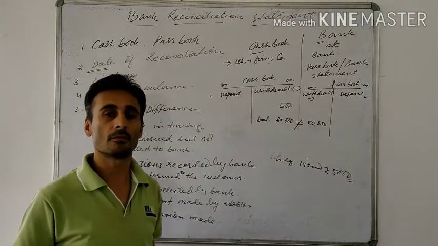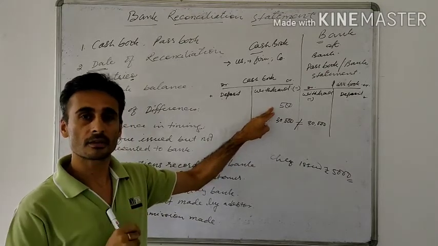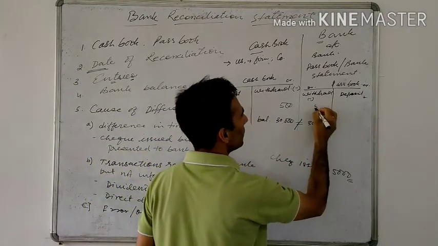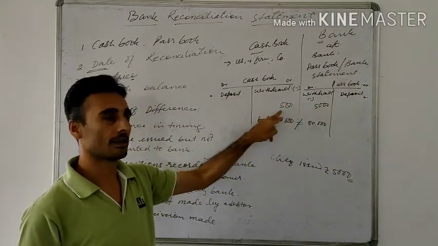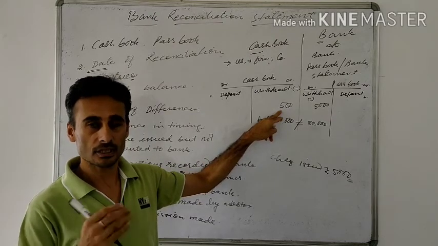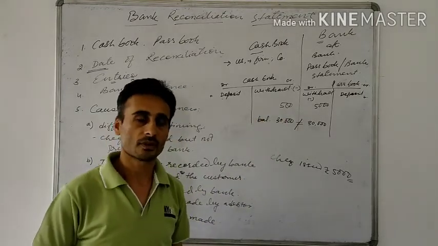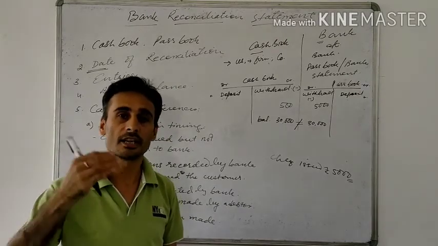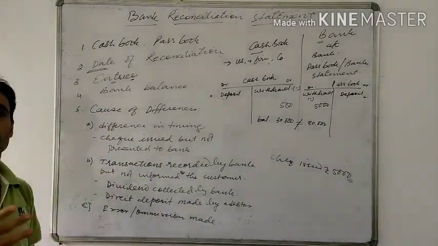And because of this error, there will be a difference in the balance, because the bank will write down how much? The bank will write down 5,000 itself. Bank has written it correctly, but you made an error. You missed a 0 and you made it 500. This kind of error might be made by the bank as well. So this kind of error will also lead to a difference in bank balances, and that needs to be reconciled, and hence we prepare the bank reconciliation statement.